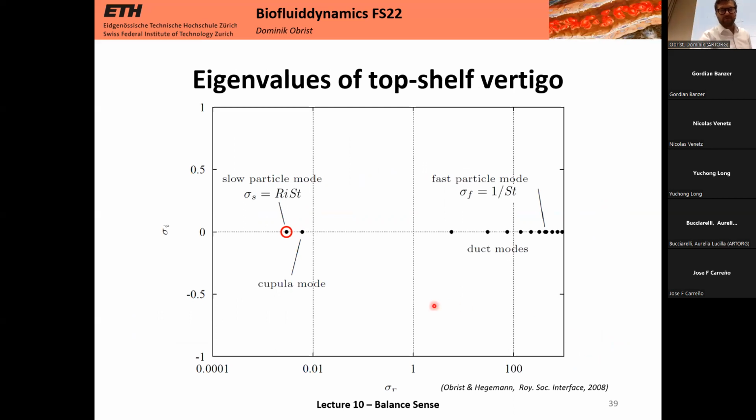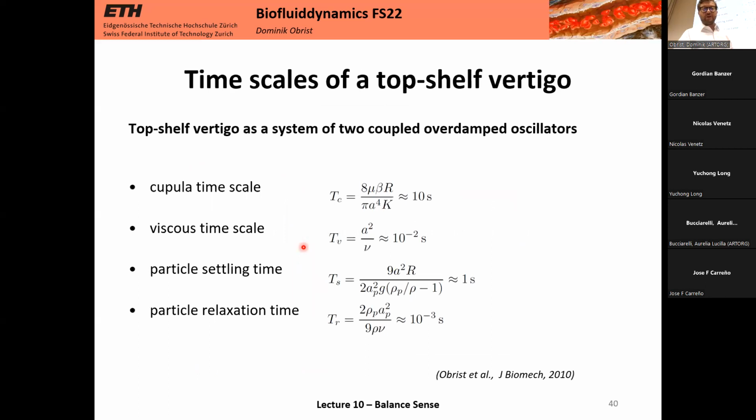And that happens to be very close to the original cupola mode. And whenever two eigenvalues are close together in a coupled system, something interesting is happening. That's exactly the mathematical explanation for what is going on in top shelf vertigo.